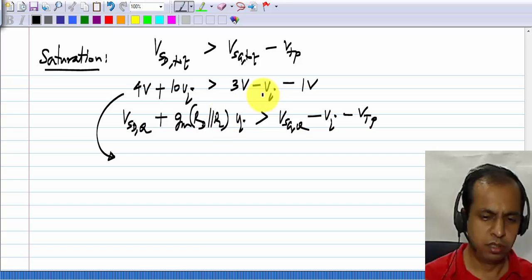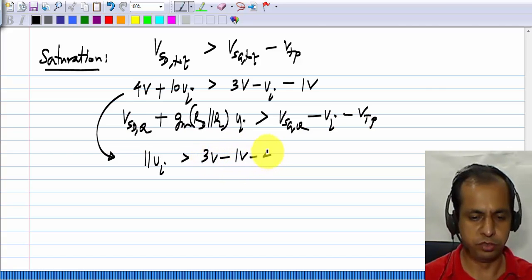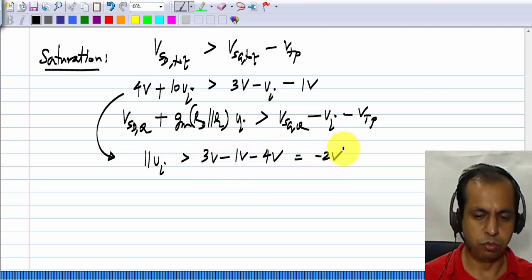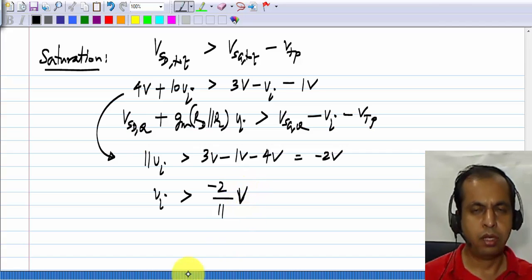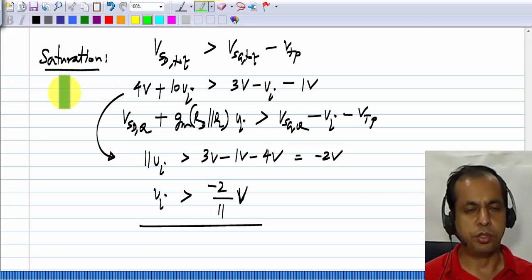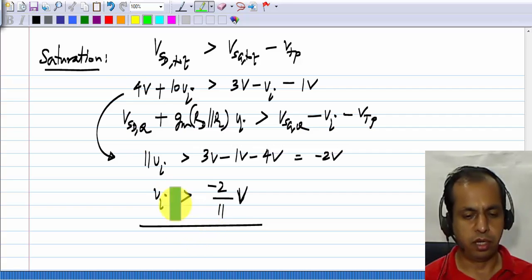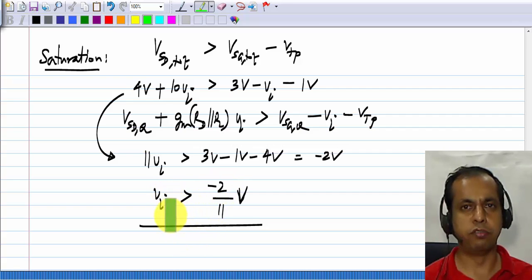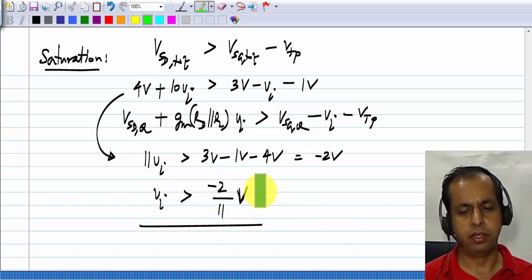So I take this to the other side, I get 11 Vi should be greater than or equal to 3 volt minus 1 volt minus 4 volt, which is minus 2 volts. Okay, or Vi has to be greater than minus 2 by 11 volts. Now, if you recall, in case of the NMOS common source amplifier, the saturation condition was setting the upper limit for Vi. Okay, now it sets the lower limit for Vi. Okay, you can see that Vi has to be greater than minus 2 by 11 volts.